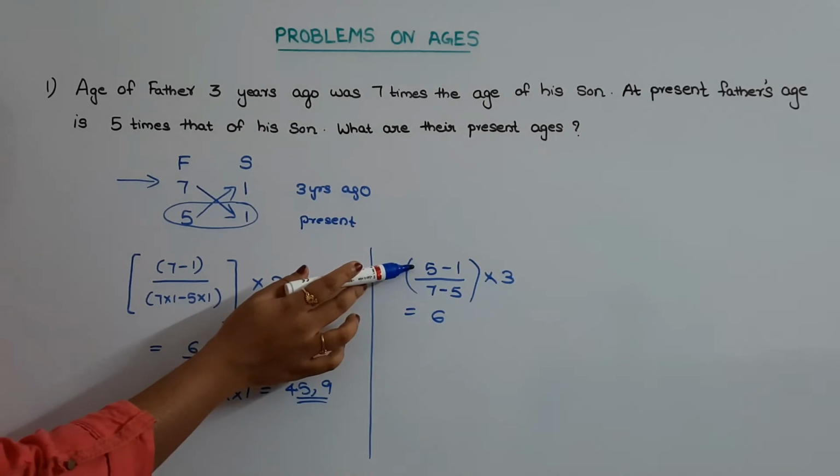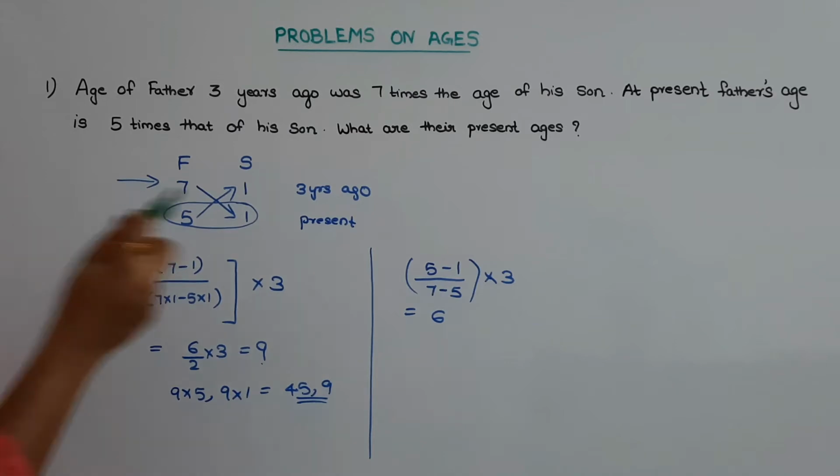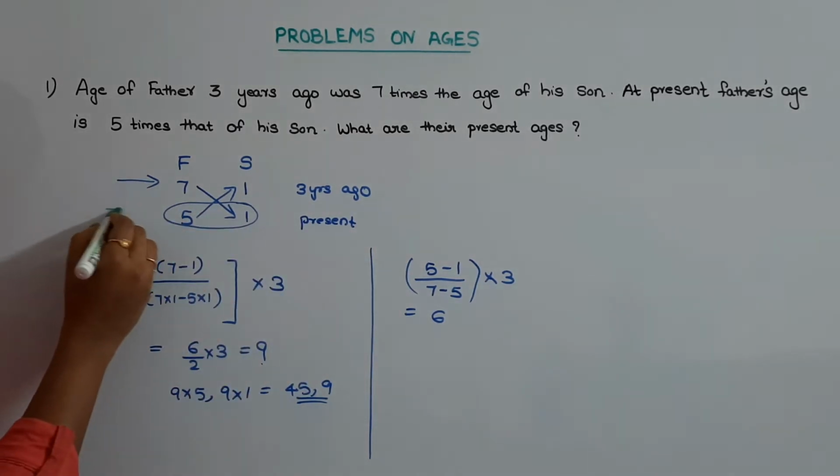Now since in the numerator we took the difference of this 5 and 1, here in the numerator we took the difference of 5 and 1.